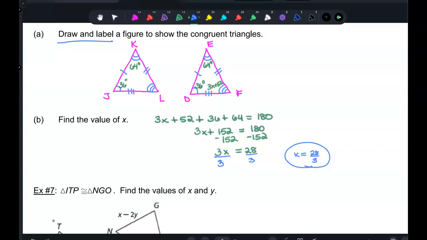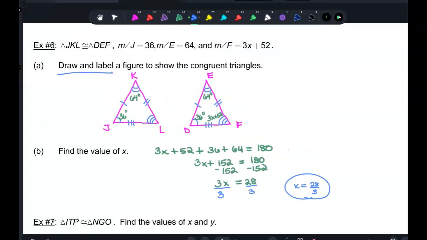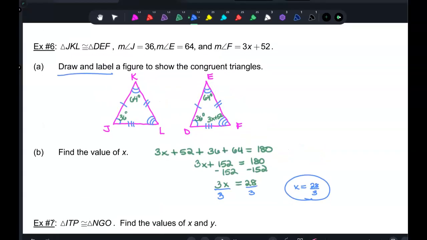Do I have to find angle L? No, it just says find x. Yeah, no, this is fine, because all we needed to do was find x. We could find angle L. Well, how would we find angle L? 3 times 28 over 3. Yeah, you could plug it in, or you could just figure out these three angles add up to 180. Yeah. Which is the same. This is the same thing.